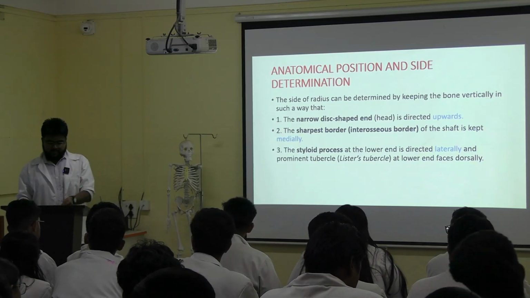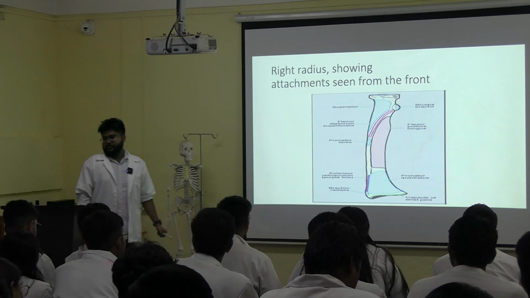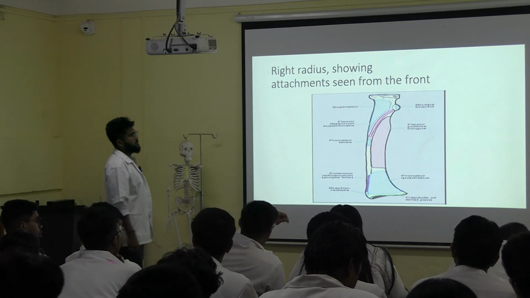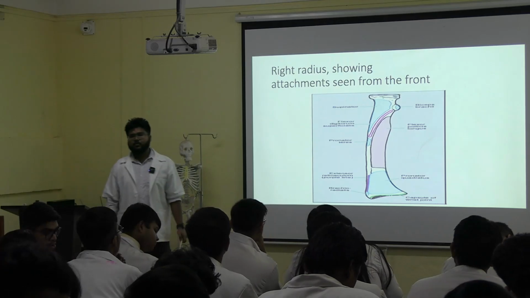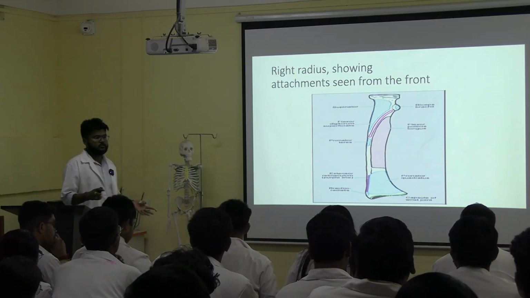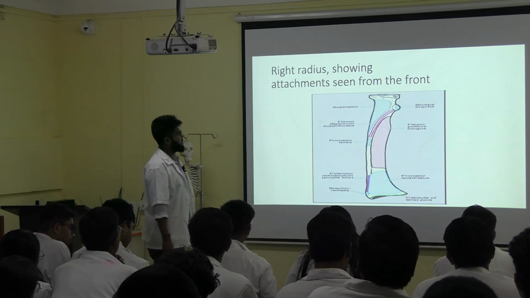Next, the muscle attachments. You just remember the names, because after completing your forearm dissection you just memorize all of these things. Now you only have to remember the names, just mug them up.